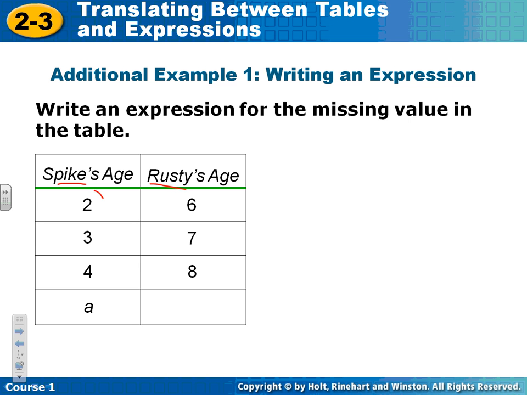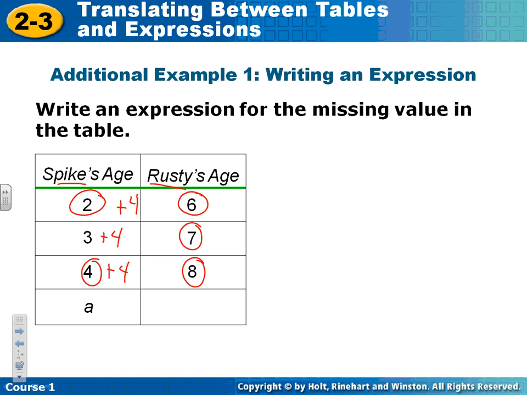So how do we get from this 2 to this 6? What are we doing to get from 2 to 6? Yes? So we add 4. So let's test our theory. If we add 4 to the 3, do we get this one? Yeah, we do. 3 plus 4 is 7. That's correct. So then if we add 4 here, we go from 4 to 8. Is that correct? Yes.